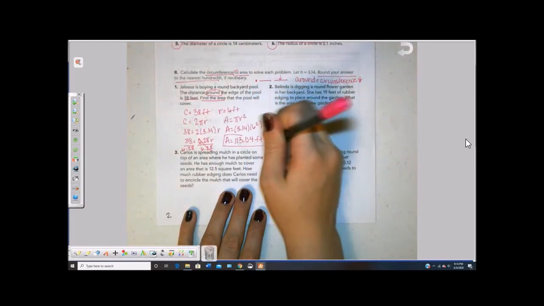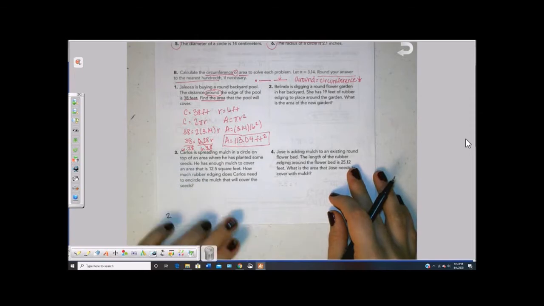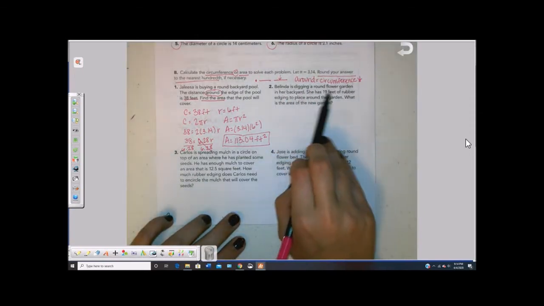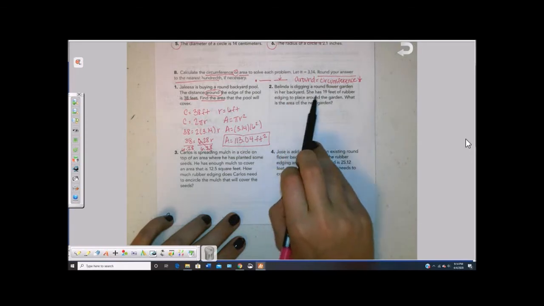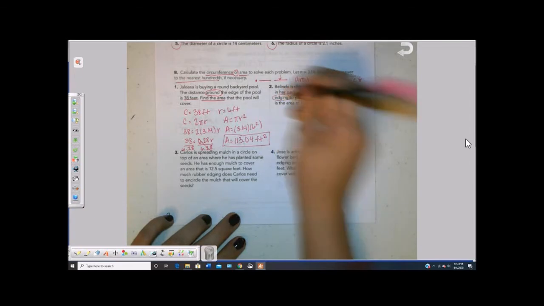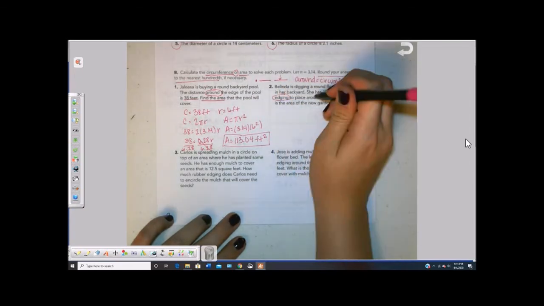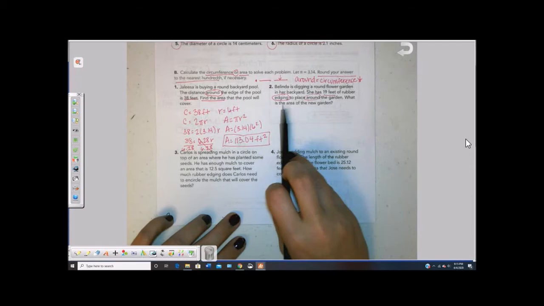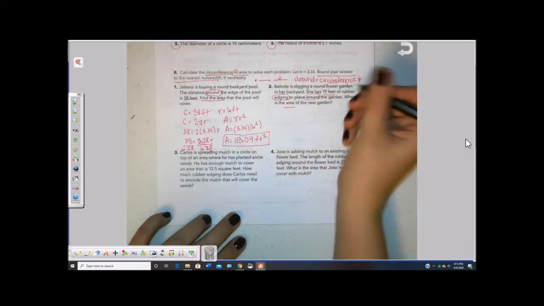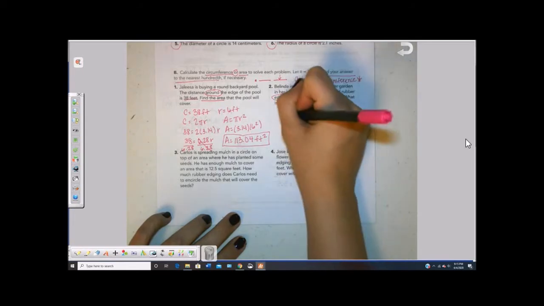I know it's a lot of steps, so we're going to do it again together. Number 2. Belinda is digging around flower garden in her backyard. She has 19 feet of rubber edging to place around the garden. What is the area of the new garden? So again, we have circumference. So we know that C equals 19 feet.